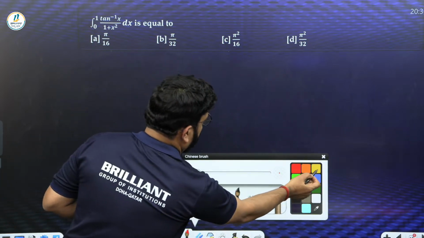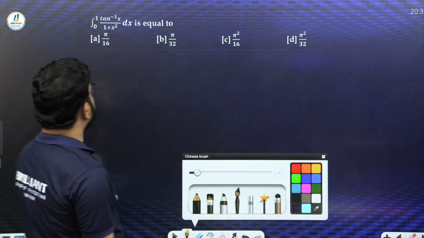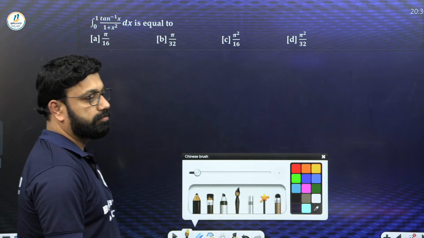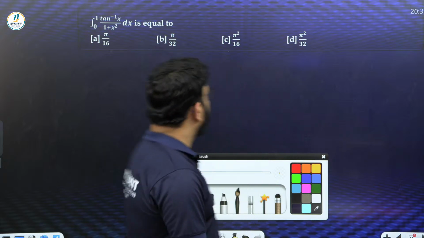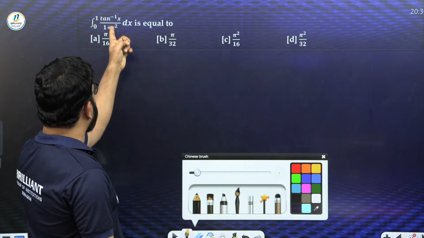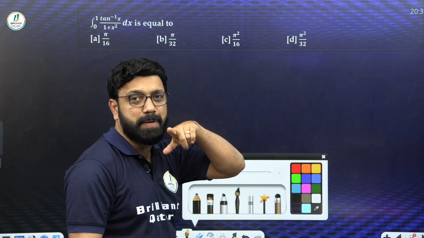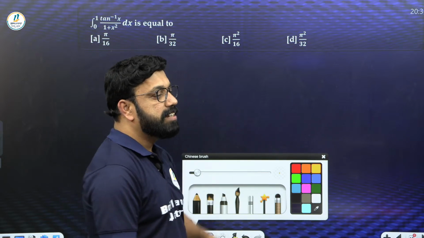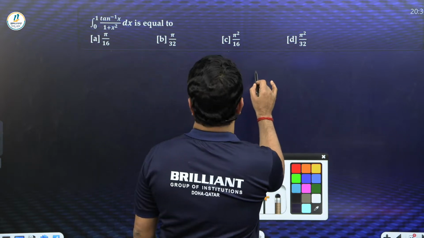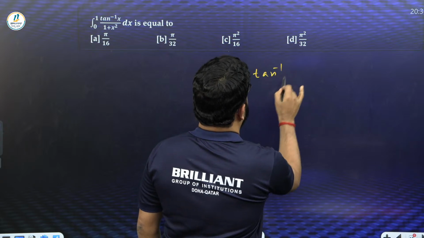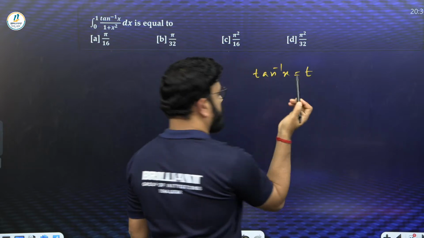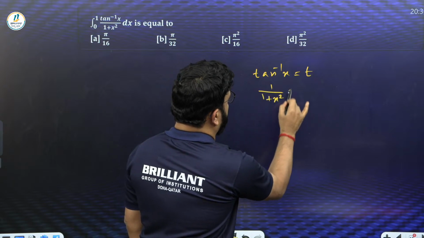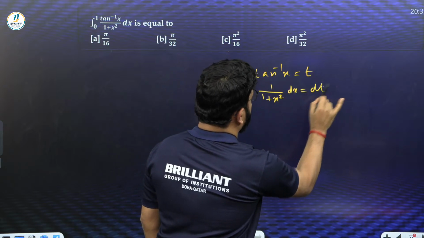What is the question here? Integral 0 to 1 of tan inverse x by 1 plus x square. Substitution, because you know the derivative of tan inverse x equals 1 by 1 plus x square. Where do we want to substitute? Tan inverse x equal to t. What's the derivative of tan inverse x? 1 by 1 plus x square dx equal to dt.